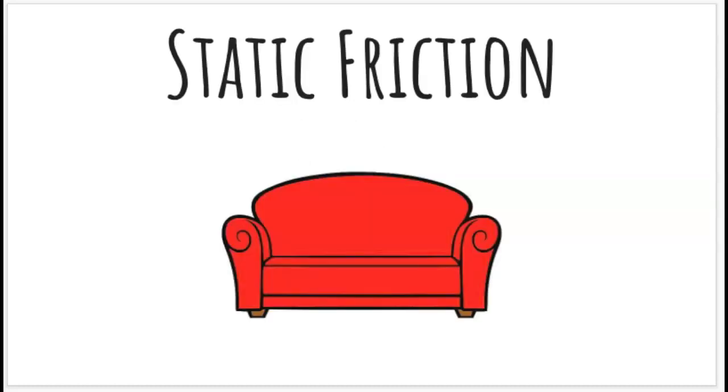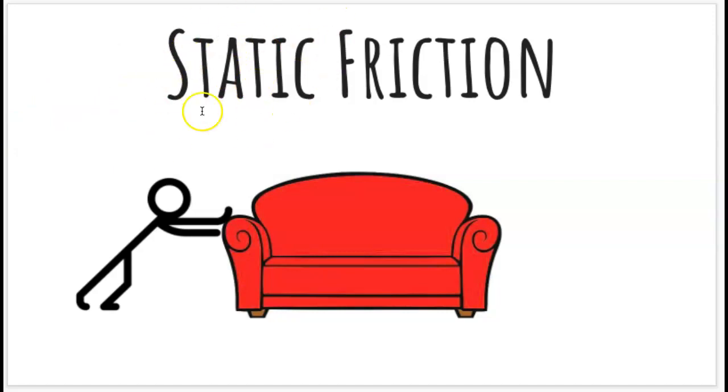So with static friction, let's say that you had to move a piece of furniture, let's say a couch, okay? And you go and you try to push it, and it's a really, really big, heavy couch, and no matter how hard you push, you're not able to move it, okay? So the word static actually means non-moving. If something is static, it is not moving.